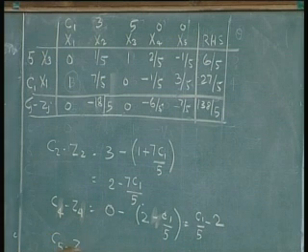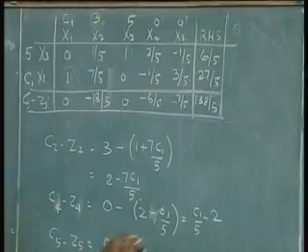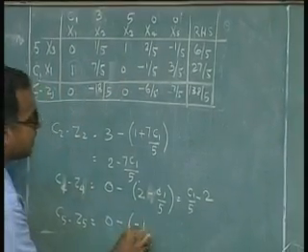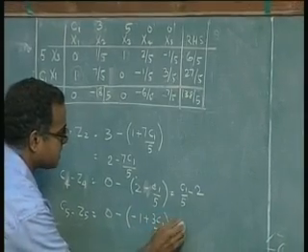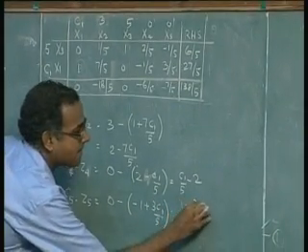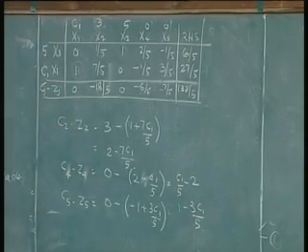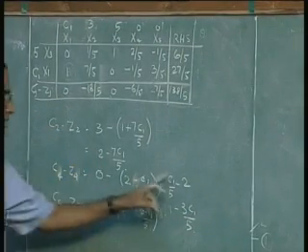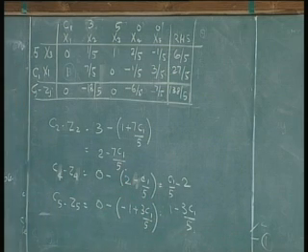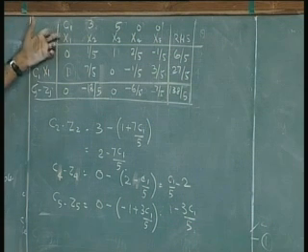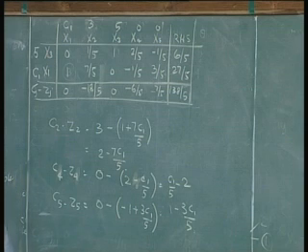C5 minus Z5 will be 0 minus 5 into minus 1 by 5 minus 1 plus 3 C1 by 5, which is 1 minus 3 C1 by 5. If C1 is such that all three of them are less than or equal to 0, then the present solution would remain optimal. For example, if we substitute C1 equal to 4, you would realize that all of them are negative.